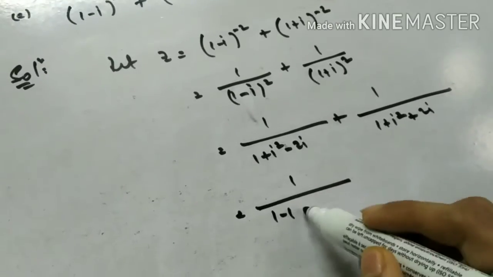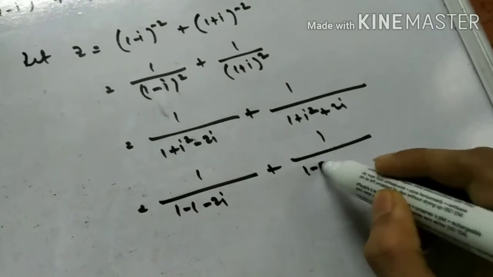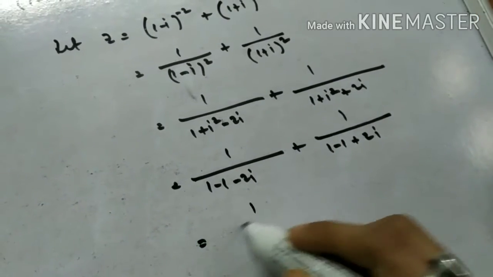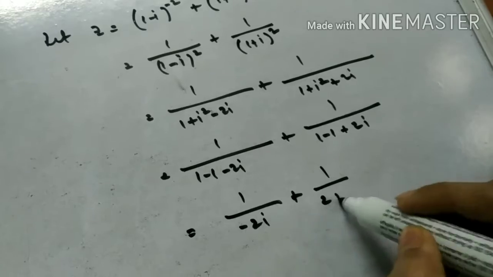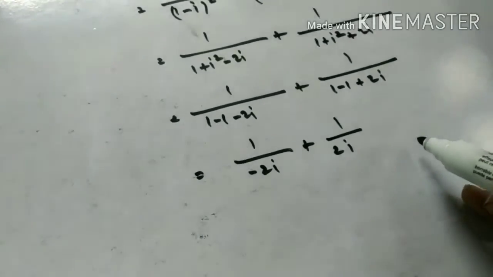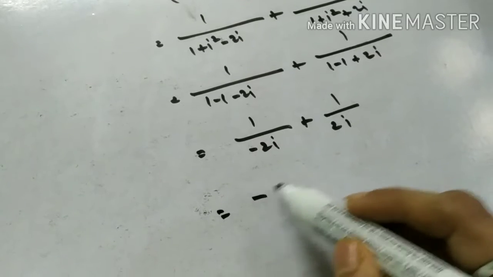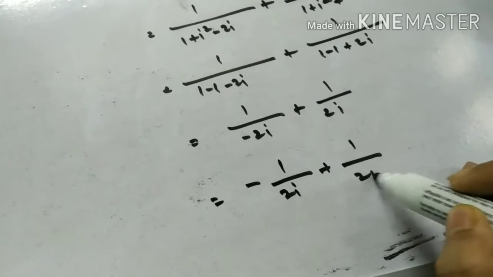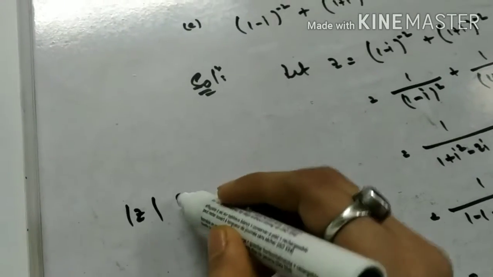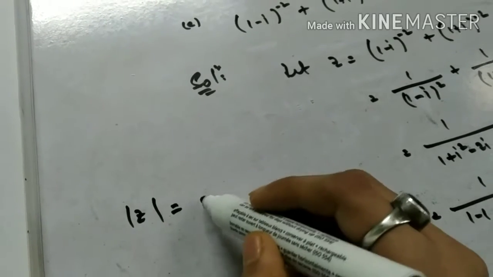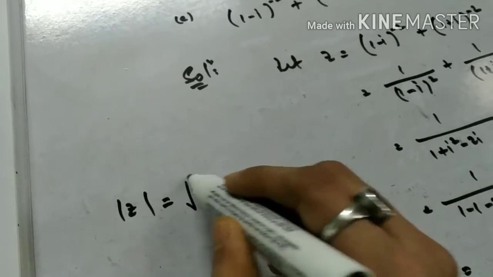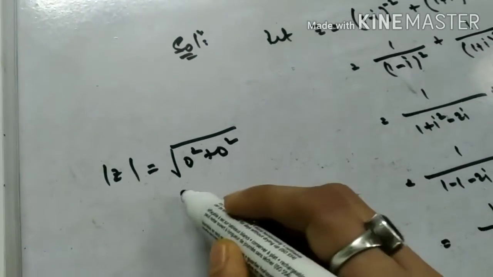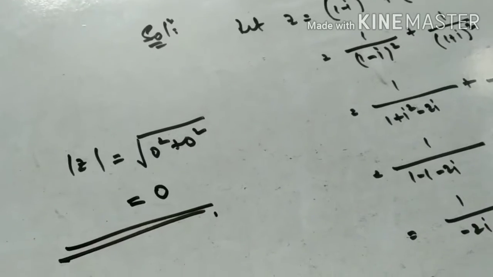So this one becomes 1 − 1 + 2i and 1 − 1 − 2i, which is 2i and −2i. So ultimately I will get 1/(2i) plus 1/(−2i), which equals 0. Understand? So therefore modulus z equals root of 0, which I can write as 0 + i·0, root of 0² + 0², which equals 0.